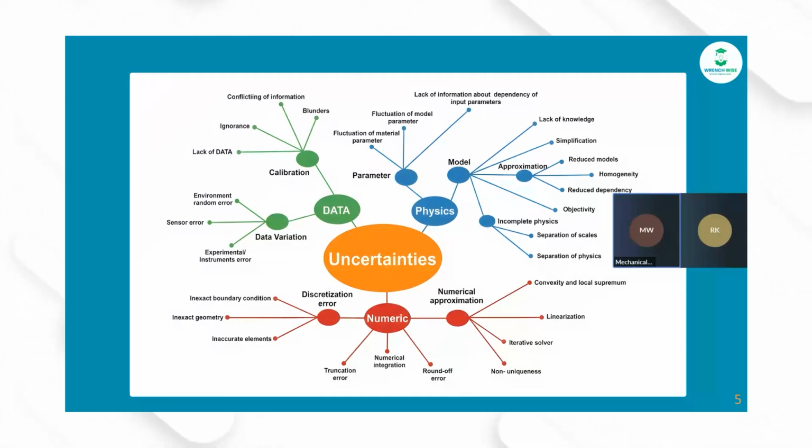There's data, there's physics, and there's numerics. Data essentially talks about the input that you provide. In CFD, this is often summarized by the phrase garbage in, garbage out. If your boundary conditions or initial values are wrong, the result will be wrong, regardless of how perfect your solver is or how well you've defined your mesh.